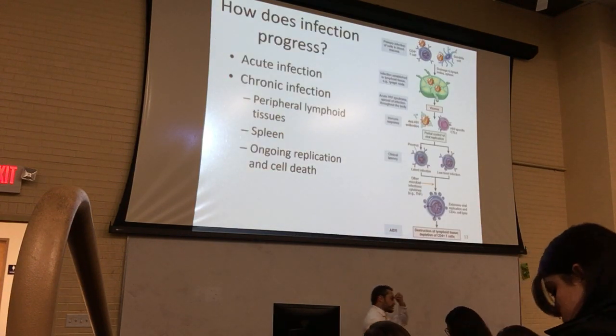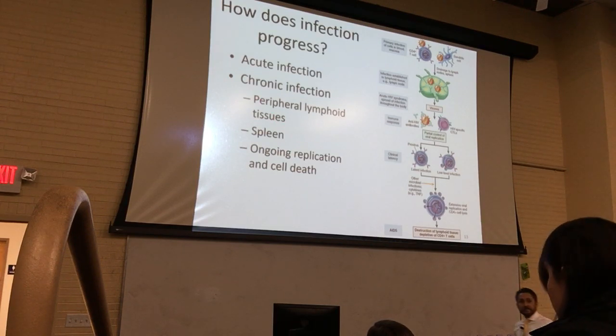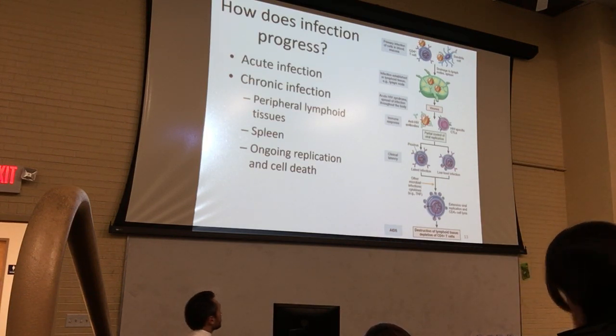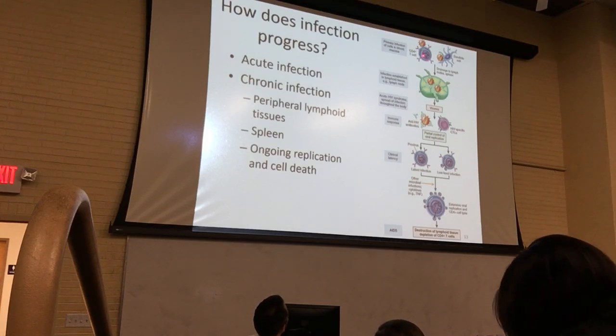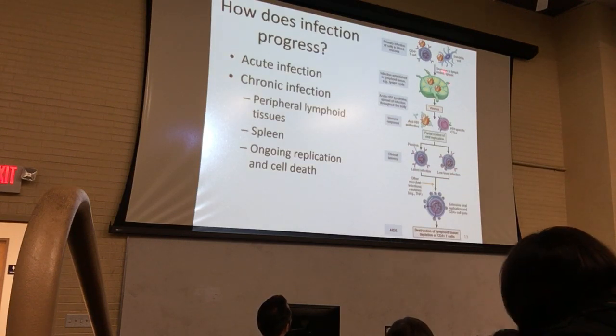So how does the infection progress? Well, it goes to an acute infection first, then to a chronic infection, targets the peripheral lymphatic tissue, and it is circulating throughout the body. It goes into a latency period. So if you look over here, we've got our CD4 positive T cell into the lymphatic circulation, okay?